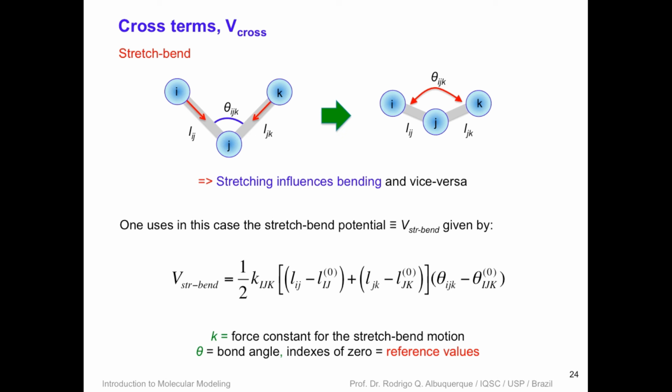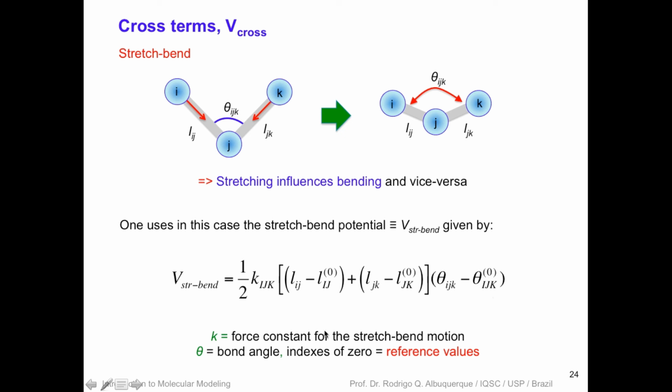One uses then, in this case, the stretch-bend potential, which is a cross term. This is the first cross term that we see. It's given by this expression here. Inside this expression, we have the bond distance, a reference bond distance, which is a parameter between atom types I and J, a reference bond distance between atom types J and K, and a reference bond angle between atom types I, J, and K. These capitalized letters are parameters, they are reference values.